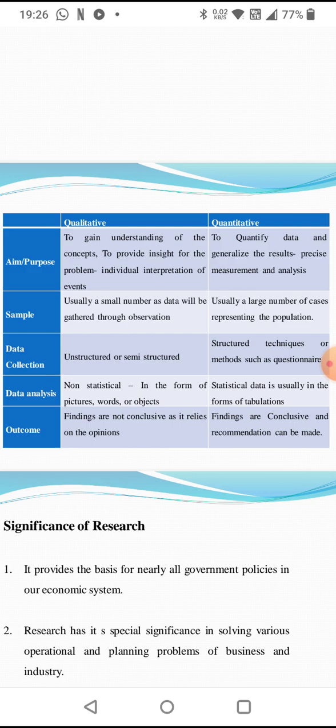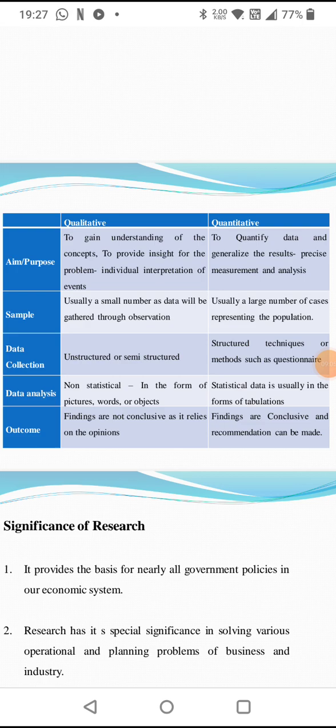And with respect to the sample parameter, usually a small number of samples is used in the qualitative technique, as data will be gathered through the observation method, whereas in quantitative they use a large number of cases representing the population. Coming to data collection method, these are all parameters for which we are differentiating. Qualitative uses unstructured or semi-structured methods, whereas quantitative uses structured techniques or a structured questionnaire method to go for data collection.